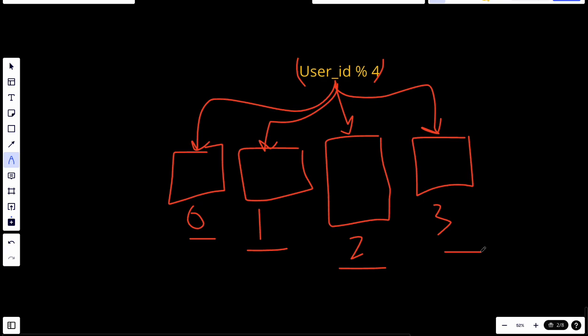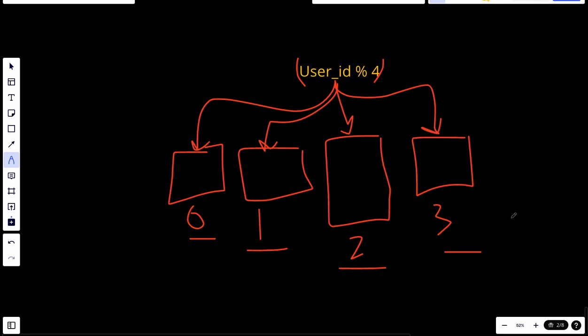So user ID is the sharding key, as you can see here. A sharding key allows you to retrieve and modify data efficiently by routing database queries to the correct database. When choosing a sharding key, one of the most important criteria is to choose a key that can evenly distribute data.